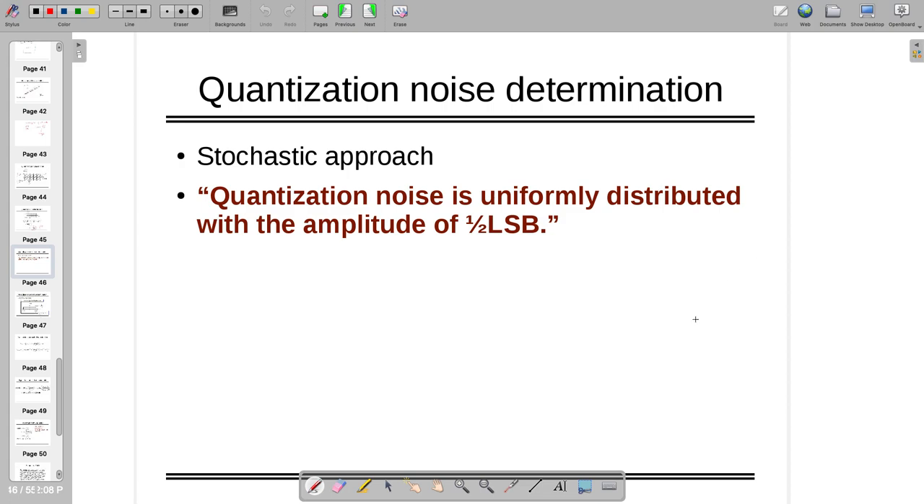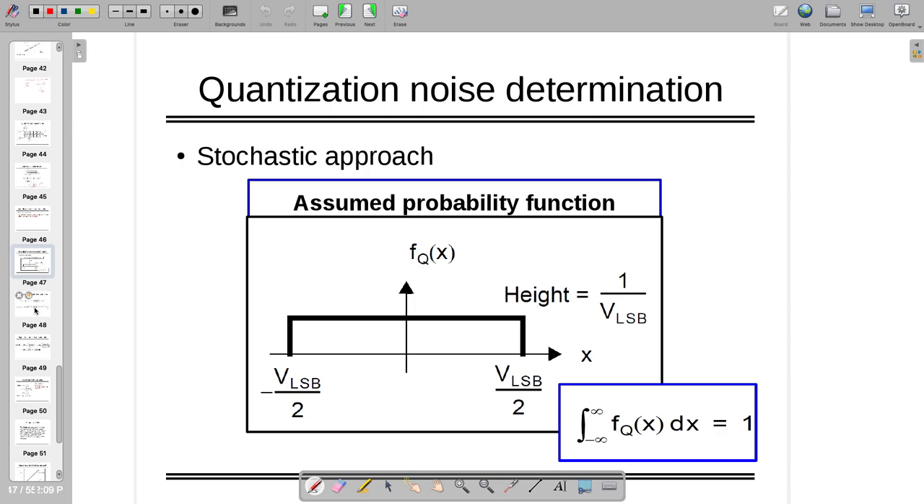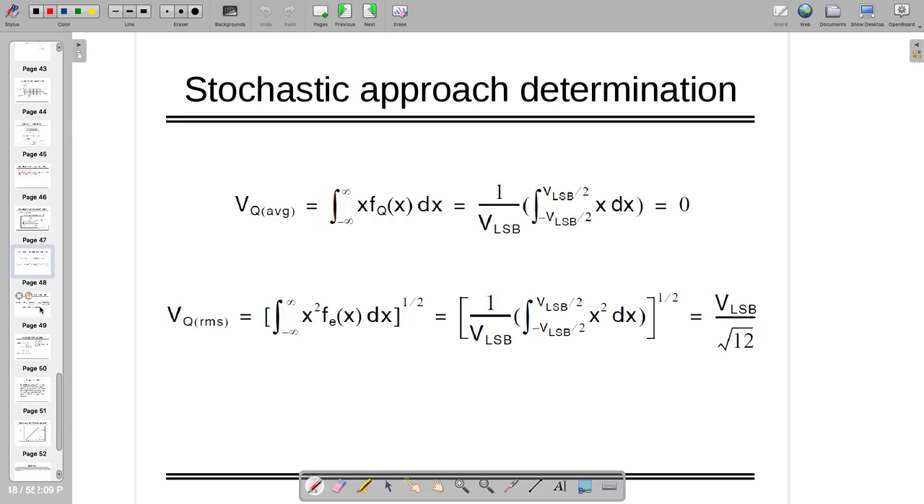However, there is another technique called the stochastic approach, where you know that it's uniformly distributed with an amplitude of half LSB. If I draw the probability density function with respect to x, the f of quantization noise in terms of x will be from minus VLSB to plus VLSB, having a height of 1 by VLSB. That's the approximation, or the stochastic approach. If I integrate it, the area under the curve will be 1. And if I do so, I find it also gives the same answer.